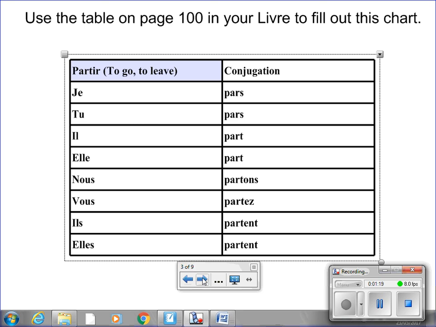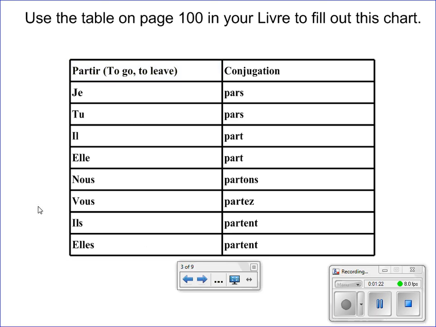So we have partir, which means to go or to leave. Okay, and so we've got our conjugation chart set up for je all the way through elles. So I will just read this for you. We have je pars, tu pars, il part, elle part, nous partons, vous partez, ils partent, et elles partent. So put the video on pause so that you can get a snapshot of this chart, or you can copy down on a piece of paper.